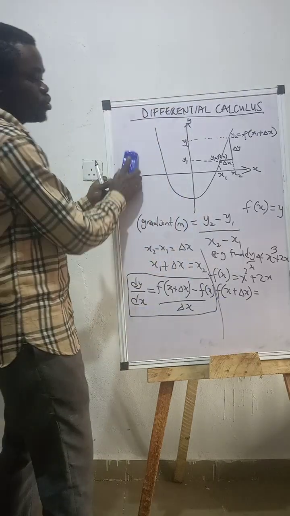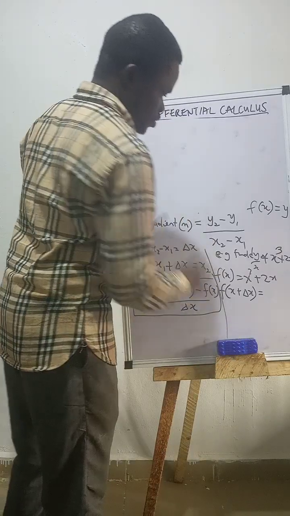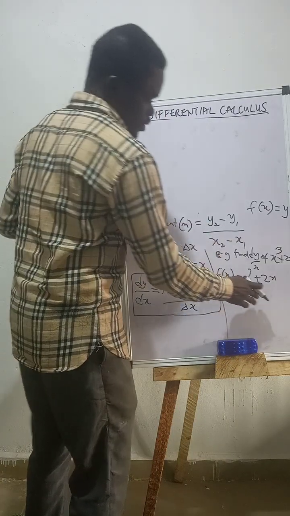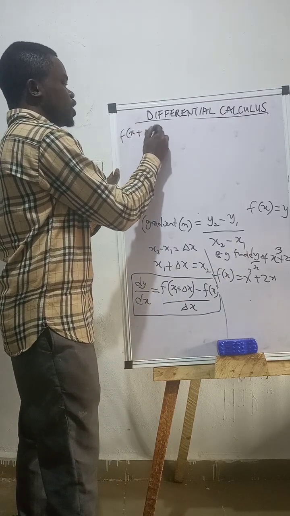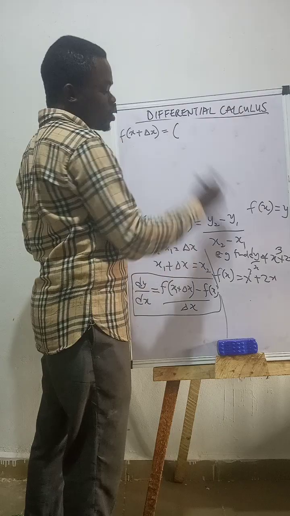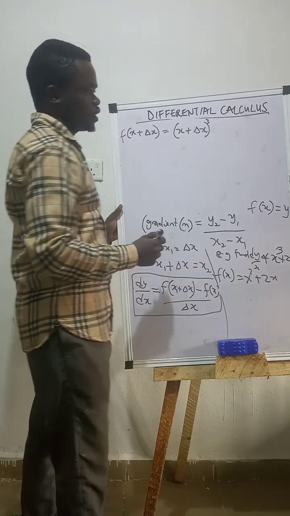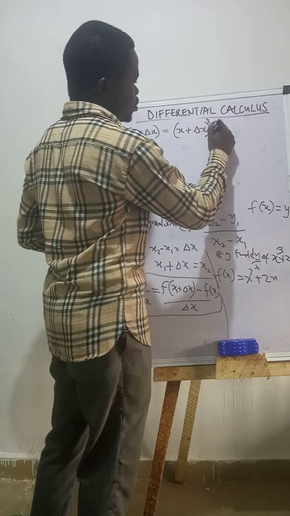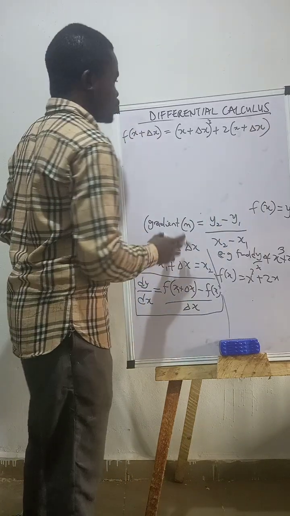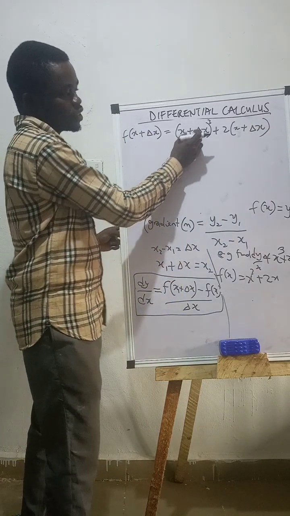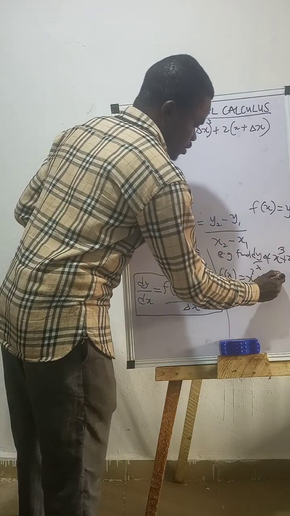Let's go back and quickly do this. So f(x plus change in x) is now, everywhere you see x, you put x plus change in x. You put x plus change in x raised to power 3, plus 2 times x plus change in x. Did you see what we did? This x raised to power 3 is now x plus change in x raised to power 3, and the 2x is now 2 times x plus change in x.